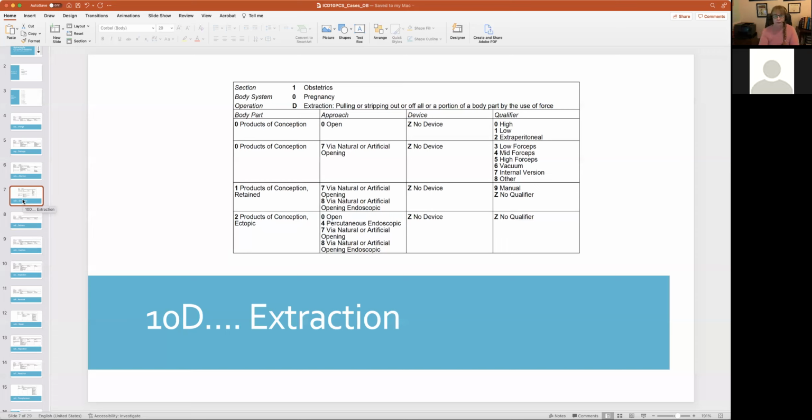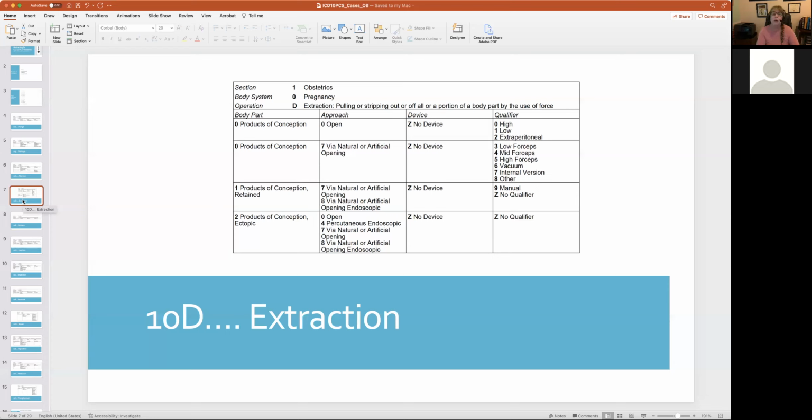Okay, so line 1 on this extraction table refers to a C-section, but line 2 does not. That's a vaginal delivery with assistance, where the doctor actually has to work to get the baby out. Okay?